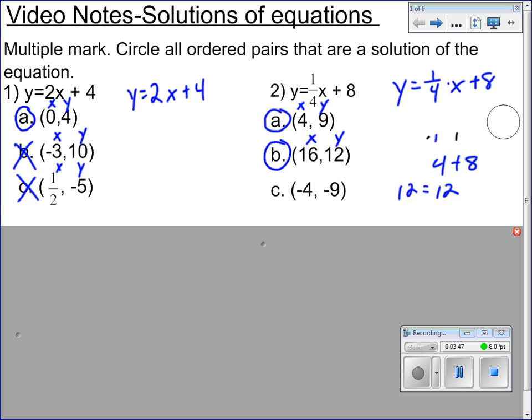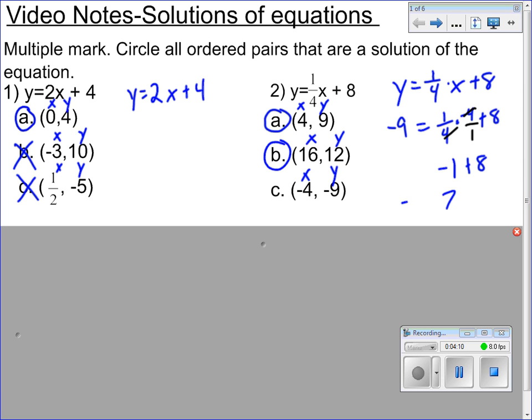And let's try C. Again, we have x and y. So we're going to have negative 9 equals 1/4 times x, which is negative 4, plus 8. We're going to put this over 1. These cancel. We're left with negative 1 plus 8, which is 7. Negative 9 does not equal 7, so C is not an option.